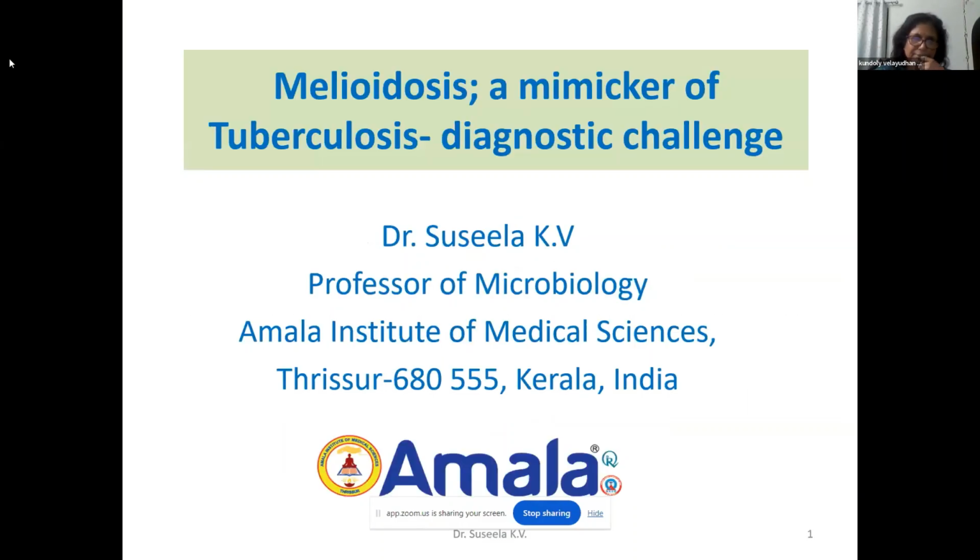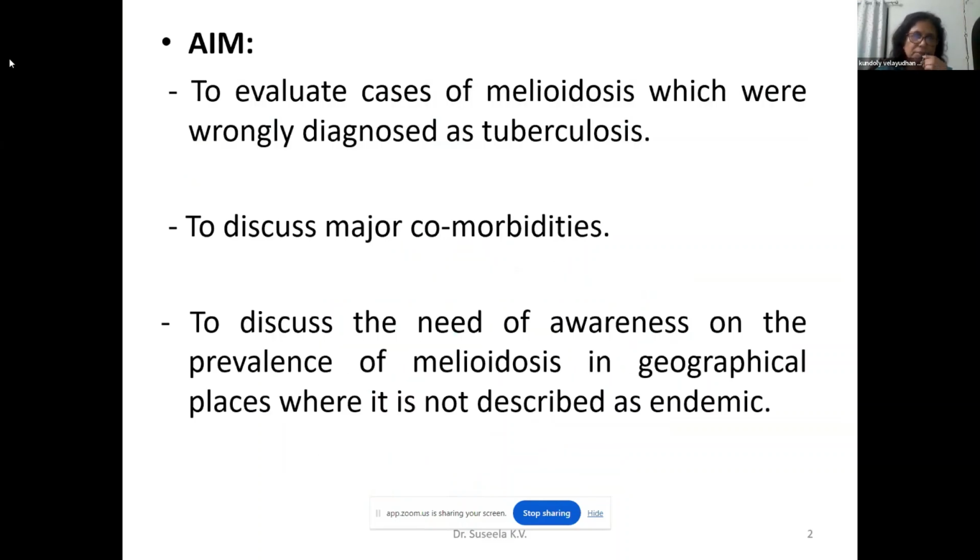Today my topic is melioidosis, a mimicker of tuberculosis. It is a diagnostic challenge to microbiologists as well as pathologists. The aim of the presentation is to evaluate cases of melioidosis which were wrongly diagnosed as tuberculosis, to discuss the major comorbidities the patients have, and to discuss the need for awareness of the prevalence of melioidosis in geographic areas where it is not described as endemic. The people are not aware that it is endemic.